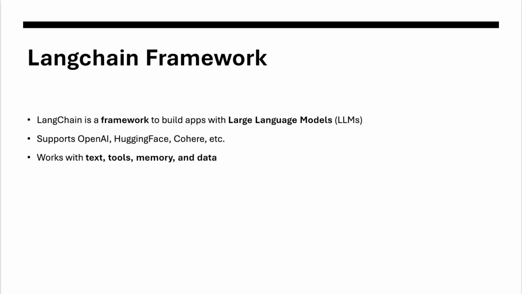So let's get started with the LangChain framework. LangChain is a powerful Python framework. It helps developers develop applications powered by large language models. It supports OpenAI, Hugging Face, Claude, or Mistral. But the main reason why it is so popular these days is that with LangChain you can work with text, tools, memory, and data. All of these things are combined in a single ecosystem that extends LangChain to various use cases that involve LLMs. It helps you to develop production-ready LLM applications.